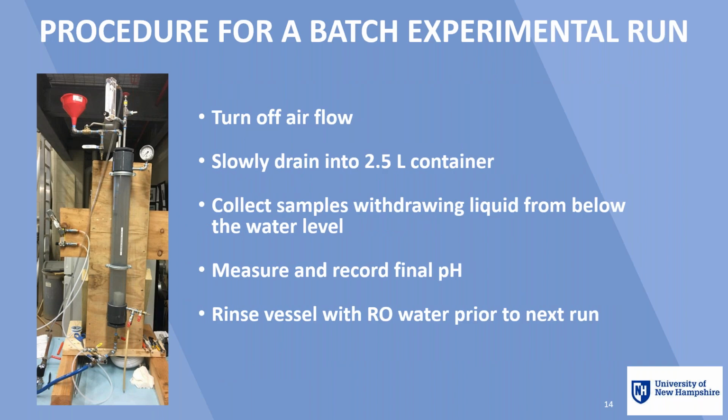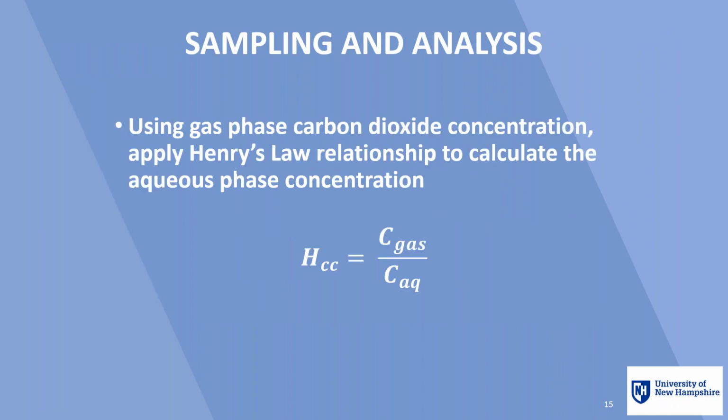After the proper length of time had been run, the airflow was turned off, and the vessel was slowly drained into a container. Samples were collected by withdrawing liquid from below the water level. The final pH was measured and recorded, and then the vessel was rinsed with RO water prior to the next run.